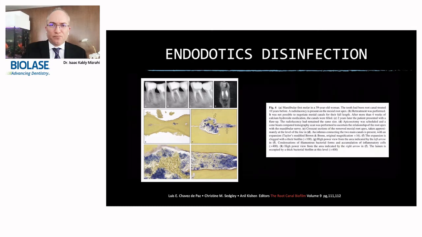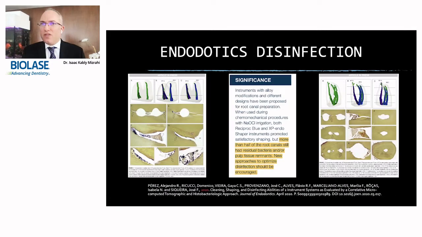And then last year, a publication by Alejandro Perez in the Journal of Endodontics showed where the instruments do not touch the bacteria and pulp remnants, and he encourages finding new approaches to optimize disinfection. Here we can see the same. He instrumented, and then with micro CT scans, he made these whole models, and he shows here how many remnants we have on some biofilms. And he encourages, and I will read it: more than half of the root canals still had residual bacteria and/or pulp tissue remnants. New approaches to optimize disinfection should be encouraged.